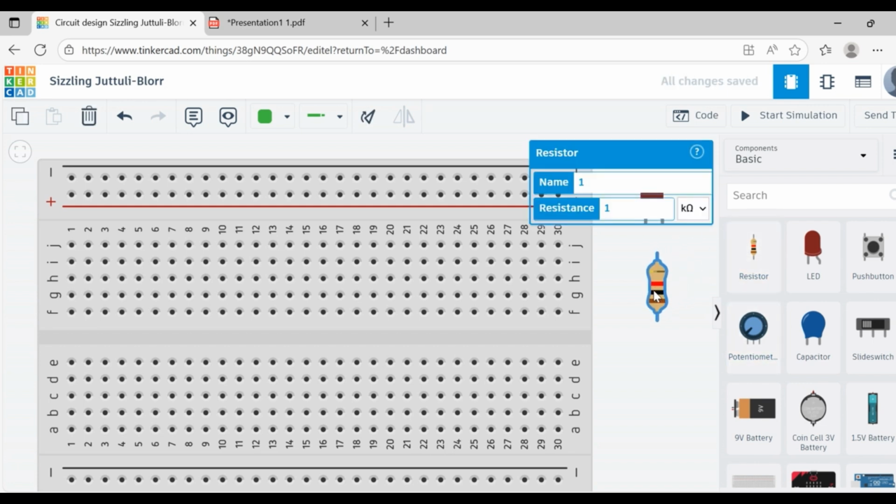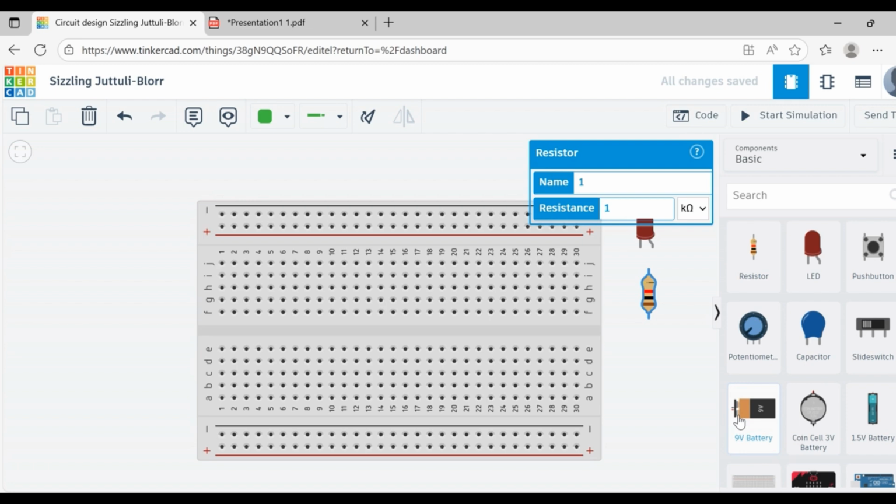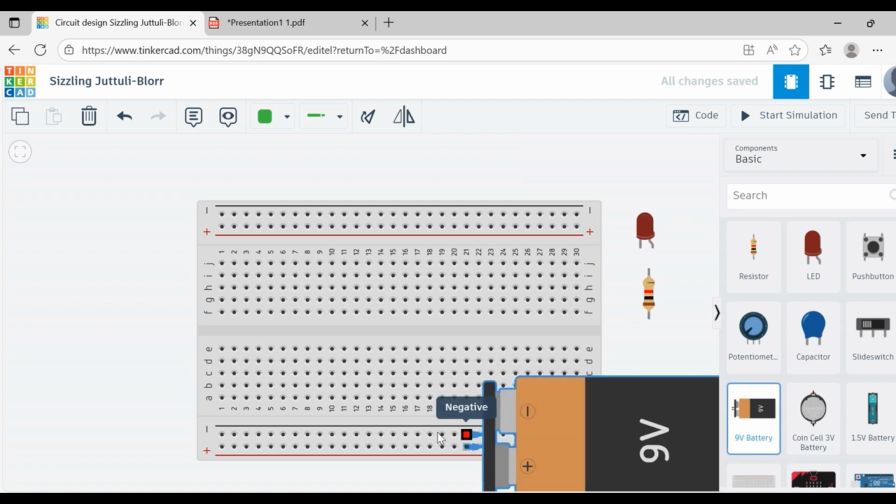Next, we have the resistor. Its purpose is to limit the amount of current flowing through the circuit. Without a resistor, too much current could pass through the LED and burn it out. The last component required is a battery.